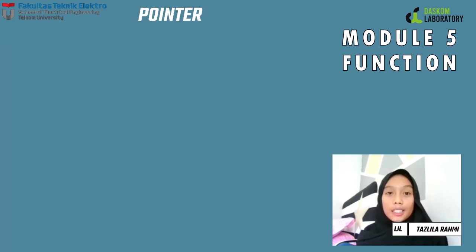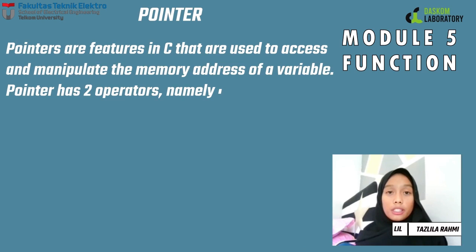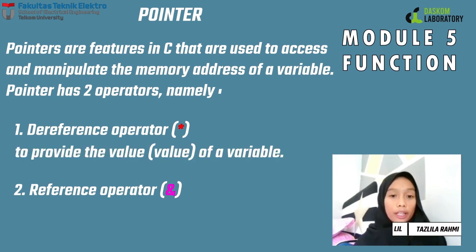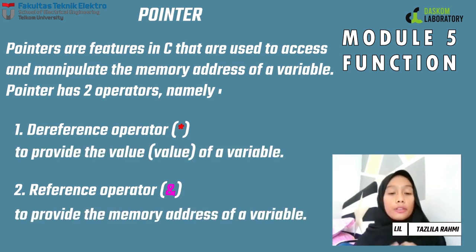And the last, pointer. Pointers are features in C that are used to access and manipulate the memory address of a variable. Pointer has two operators, namely the dereference operator and the reference operator. The dereference operator provides the value of a variable, and the reference operator provides the memory address of a variable.